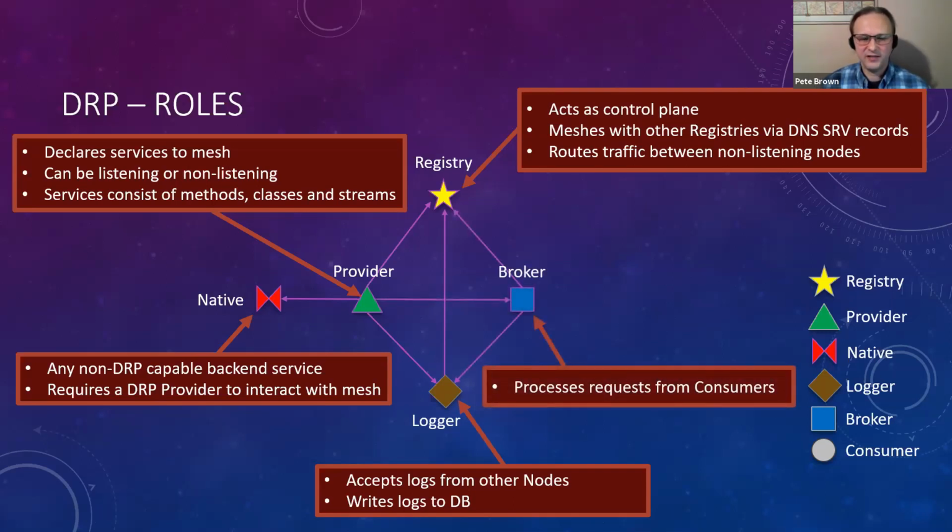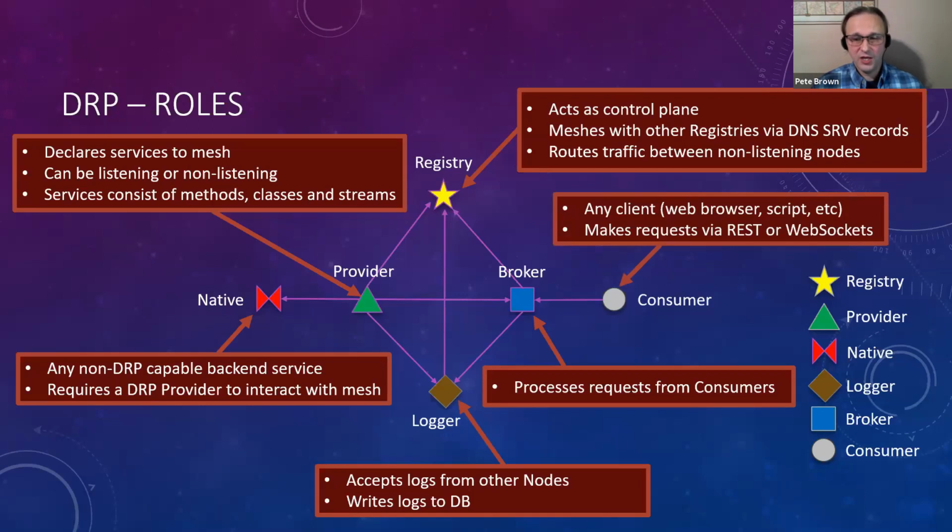Broker, this is another key item. Brokers simply listen for requests from consumers and route them to the appropriate service on the back end. Brokers are responsible for locating and routing traffic. And then finally, our consumers. A consumer could be a persistent process that uses WebSockets for connectivity and listens to streaming data, or the consumer could be any RESTful client. It could be a script, it could be a daemon, it could be anything.